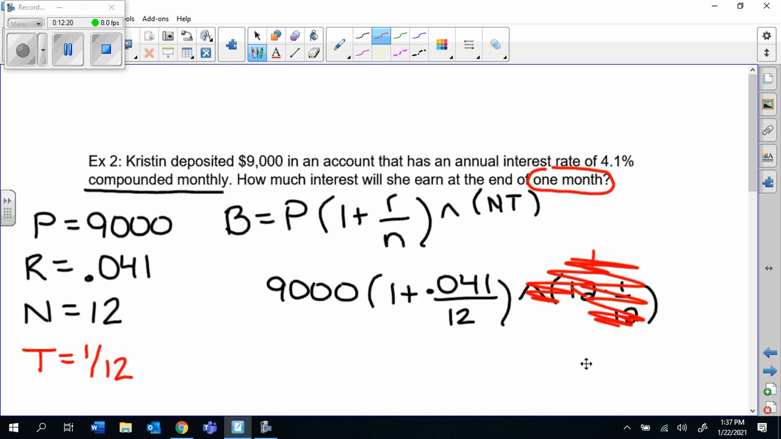All right. 9,000, parentheses 1 plus 0.041/12. Enter. I get 9,030.75.